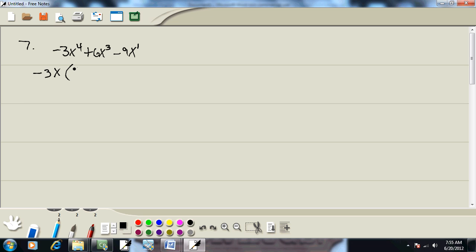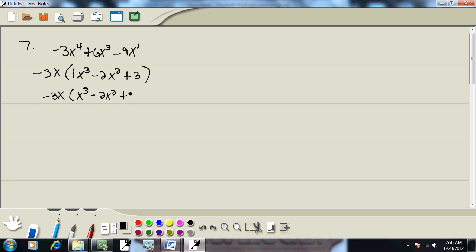Well, negative 3 divided by negative 3 is a positive 1. I had 4 x's. I pulled 1 away, so that gives me x to the third. 6 divided by negative 3 is negative 2. I had 3 x's. I pulled 1 away, so that leaves me 2 x's. Negative 9 divided by negative 3 gives me a positive 3. I had 1 x, and I pulled that x away, so it's gone. So we have this.